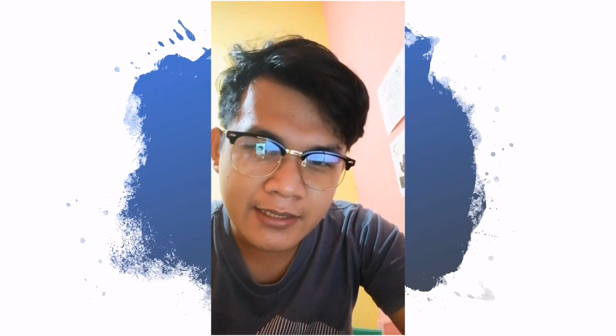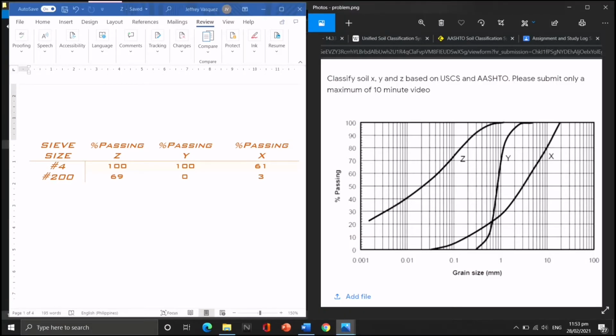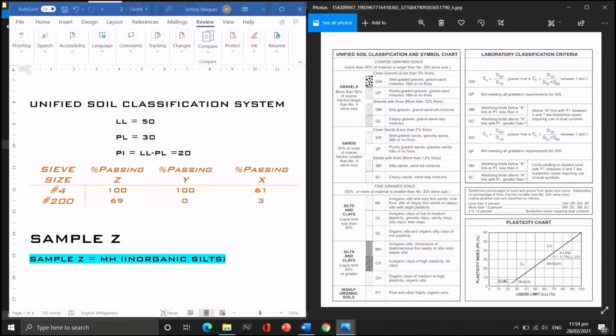on USCS and AASHTO. Classify soil X, Y, and Z based on USCS and AASHTO. Yan, ang unang gagawin natin ay i-identify lang natin yung passing in percent, itong Z, Y, and X. According, size natin na number 4 at number 200 kasi it will be very important to the classification of soils. So let's start with the unified soil classification system.